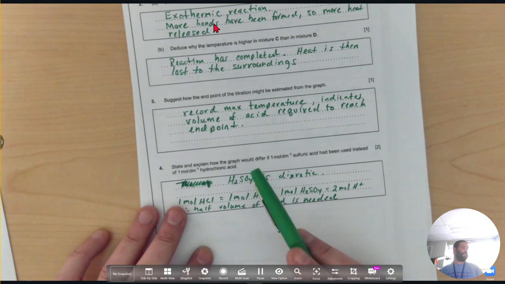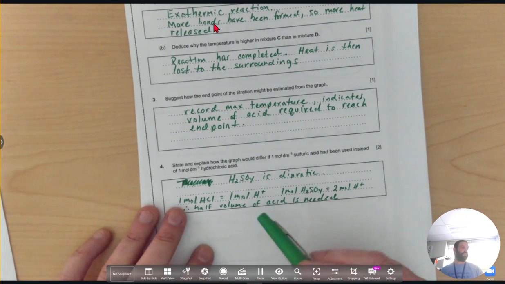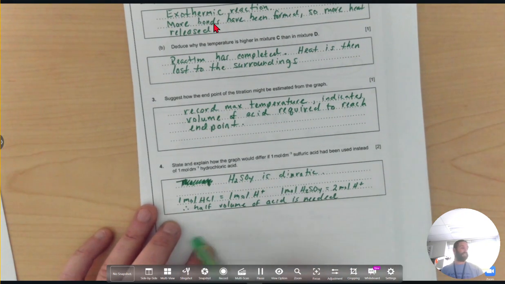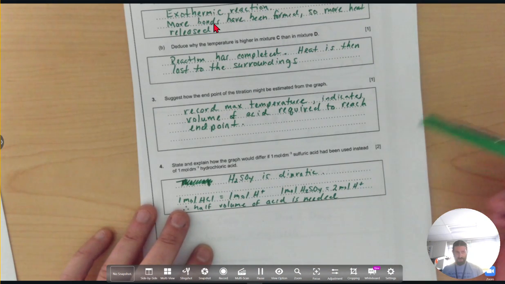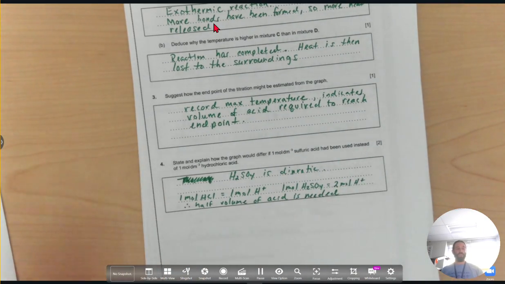Down here it says state and explain how the graph would differ if we used 1 molar sulfuric acid instead of hydrochloric. Well, remember, hydrochloric is HCl and sulfuric acid is H2SO4. It's a diprotic acid. I gave a little bit of extra information here that you probably don't need, but if you've got time, you may as well give as much information as you can. Try to answer the questions completely the first time, and if you have time at the end, go back to add details. Make sure you provide as much as you can because you just never know if the thing you're going to say will be the thing that's correct.